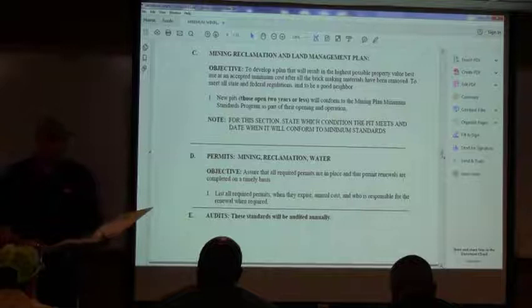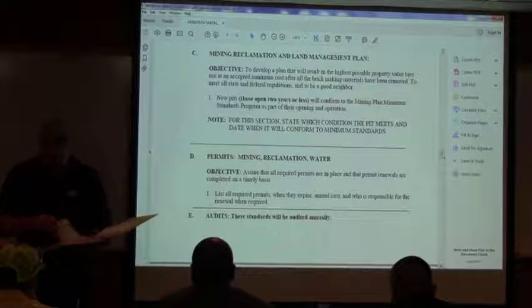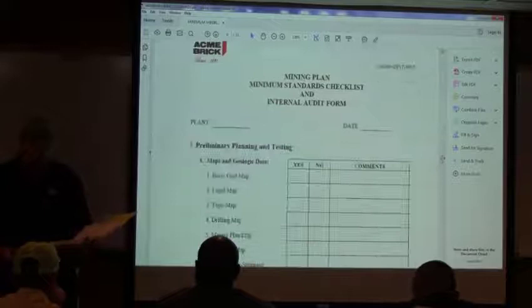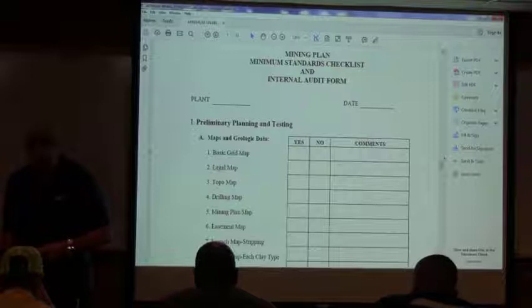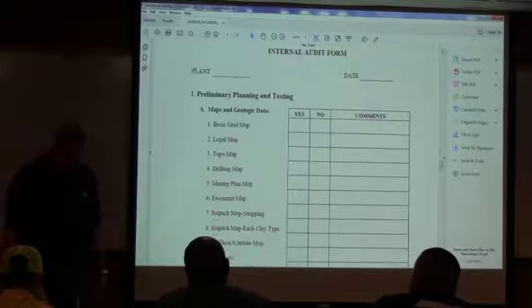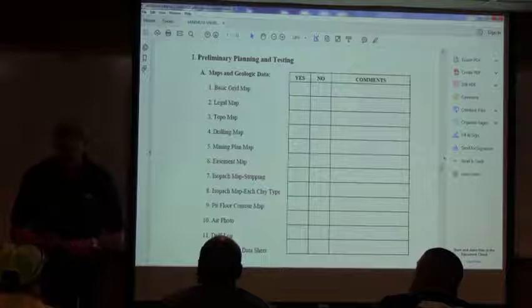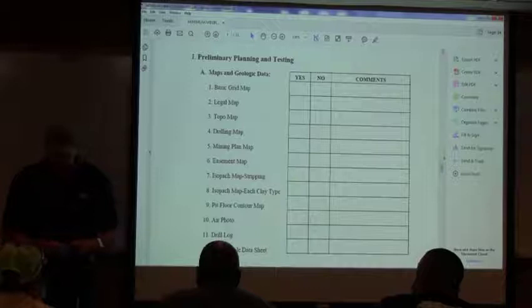Okay, we'll keep going. And I'm just going to kind of wrap mine up, I think. I'm going to hit this page here. And there's a little bit more beyond it. Mining plan, minimum standards, and checklist, and internal audit form. There are 12 items on here. If you hit all 12 of these items, you should be able to put together your mining plan, current, and 5-year mining plan. Anybody agree or disagree with that?